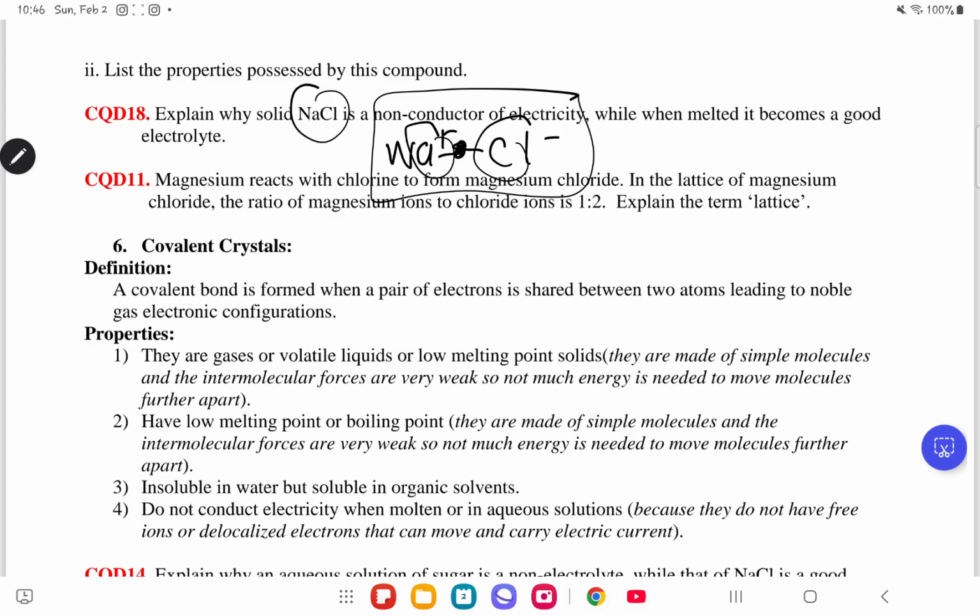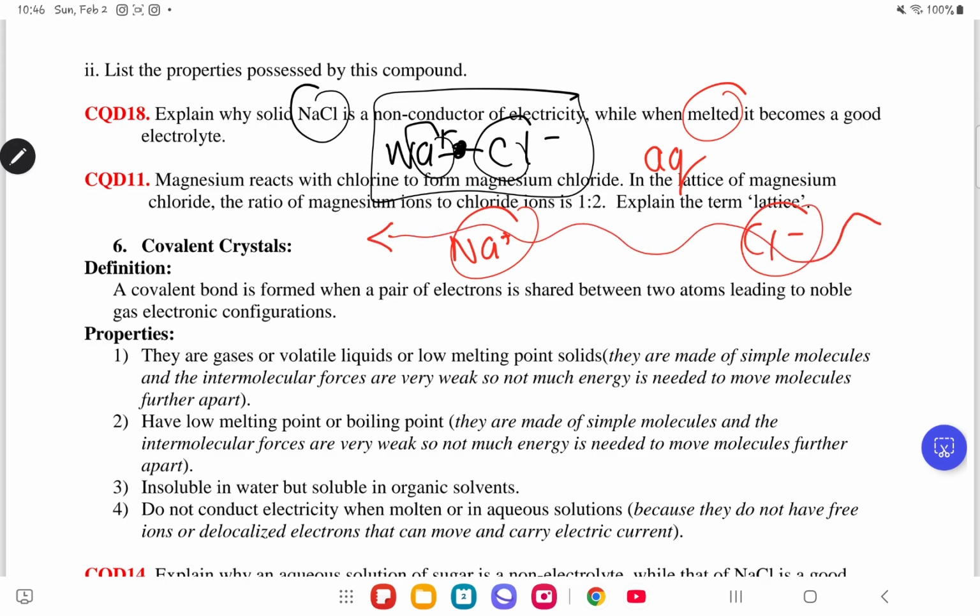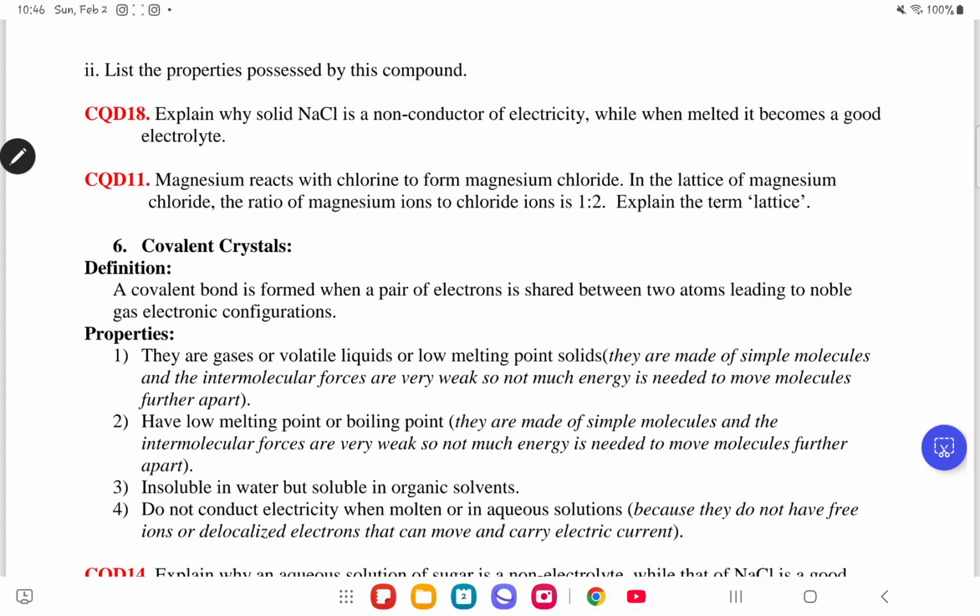So the electrostatic force between the positive and negative ions do not allow the current to flow or the motion of electrons. However, when they become molten or it is aqueous, the Na plus will separate from the Cl minus, and so then the electric current can flow in between them. And so this is why when they are solid ionic crystals, their electrostatic forces cause the bonds to be extremely strong, so the electricity will not be able to flow through them. So now we move on to CQD number 11.